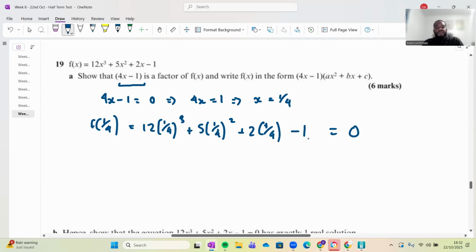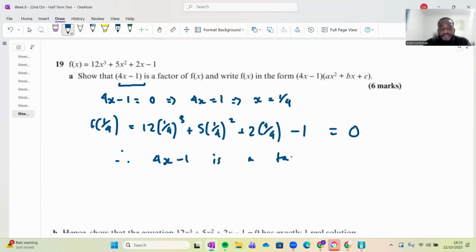So because we get 0, remember to show that it's a factor, you have to write your concluding statement. So we're going to say, therefore, 4x minus 1 is a factor of f of x. Is everybody with that? Just simple factor theorem.